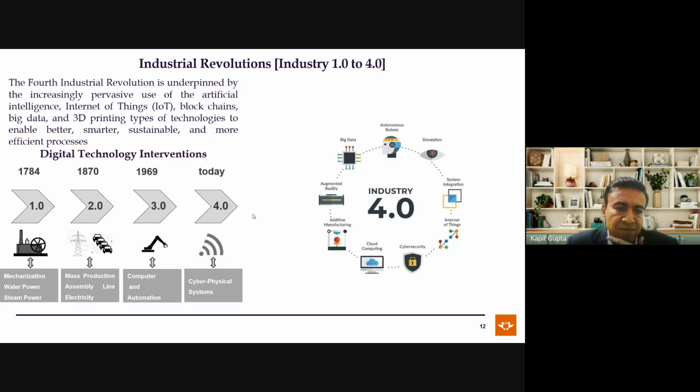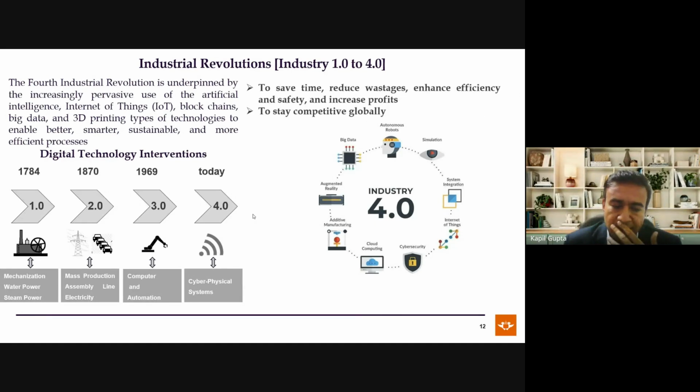So the definition: pervasive use of artificial intelligence, Internet of Things, blockchains, big data, and 3D printing types of technologies to enable better, smarter, sustainable, and more efficient processes. That is the fourth industrial revolution, for all business processes. Industry 4.0 is a subset of the fourth industrial revolution, that is basically for manufacturing. So lots of advantages are there. Two important advantages in my view: to save time, reduce wastage, enhance efficiency and safety, and increase profits, and to stay competitive globally. But along with these advantages, there are some limitations.